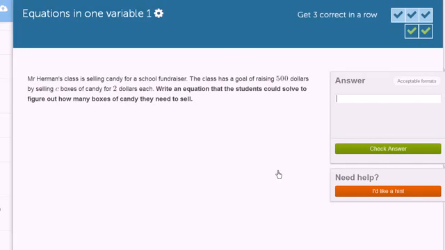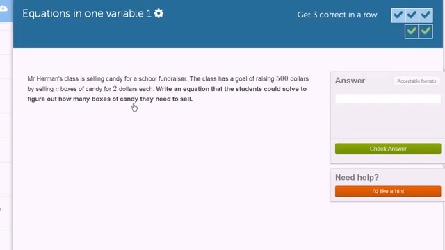Mr. Herman's class is selling candy for a school fundraiser. The class has a goal of raising $500 by selling C boxes of candy for $2 each. Write an equation that the students could solve to figure out how many boxes of candy they need to sell.